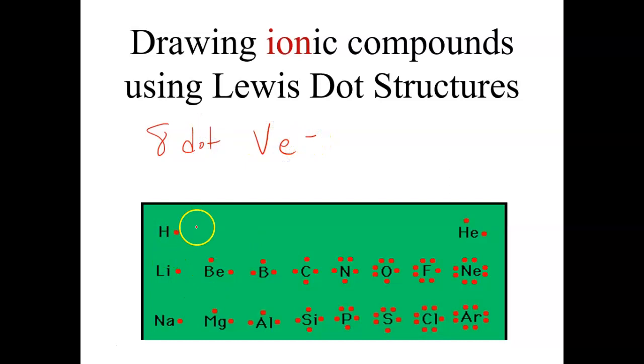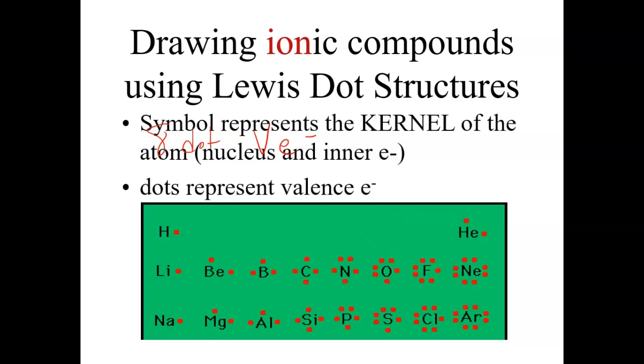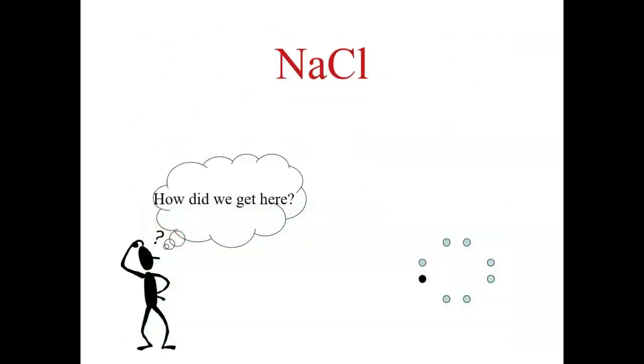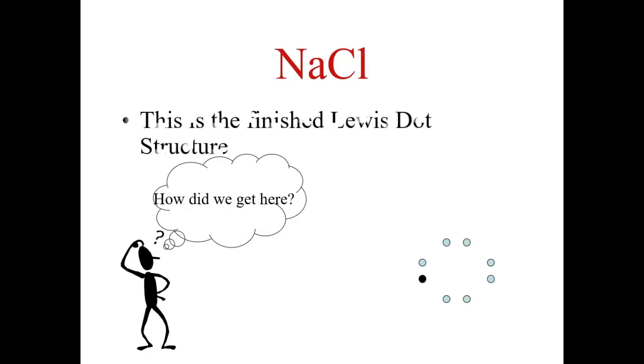Okay, so if you look here, these are all of our valence electrons for those columns that we've covered. The symbol represents the kernel of the atom, the nucleus or inner electrons, and the dots represent the valence electrons. So you can only have a total of 8 dots, and I'll probably go over that in class. So how do we get here?